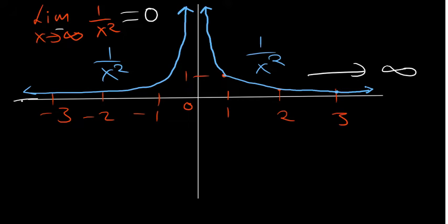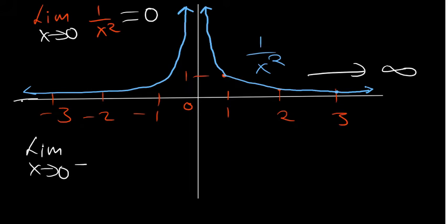Now, how do we look at the one that I was explaining? In this case, as x approaches 0. So for this case, the limit as x approaches 0 from the negative side for 1 over x squared. As the values of x are getting closer and closer to 0, we can see that y is going up and up and up and up, which tells us infinity.